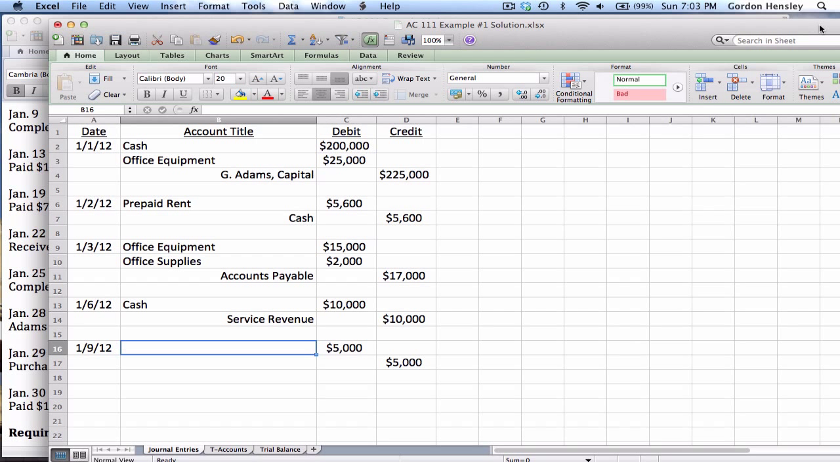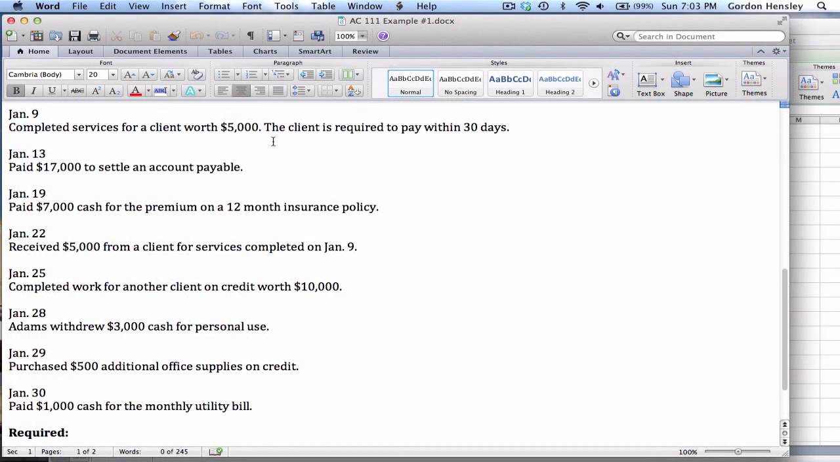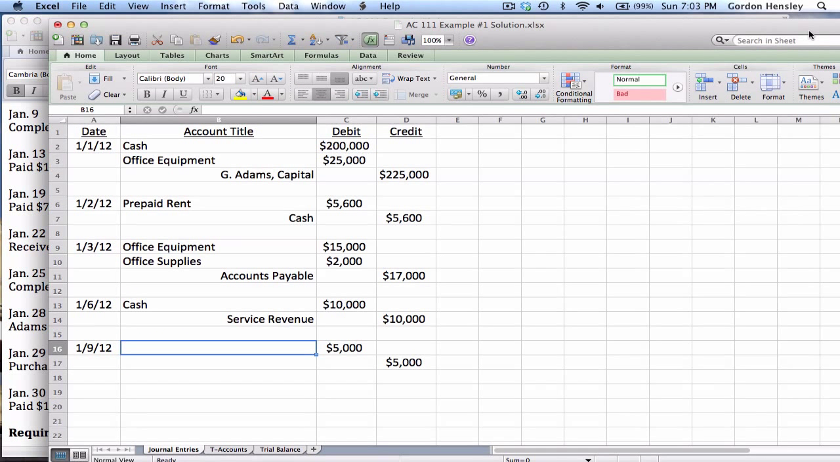This transaction is very, very similar to the previous transaction that occurred on the 6th, but it's actually a different situation. The difference here is, yes, I did the work, I provided the services, but what did it say on the 9th? It says completed services and the client is required to pay within 30 days. That signals to me they have not paid us yet. So that's a little different. So I'm not going to do this one exactly like I did the last one. It's going to be a little bit different.